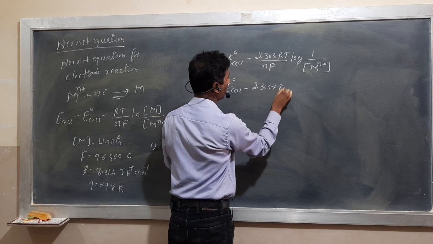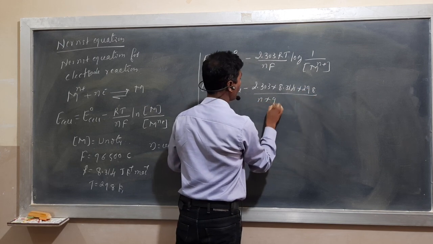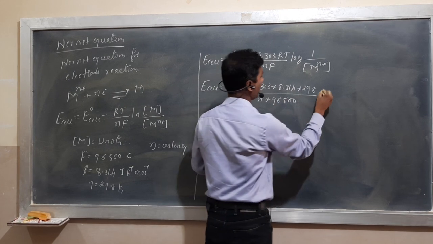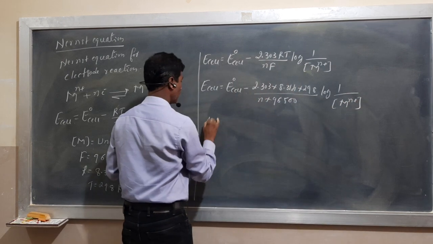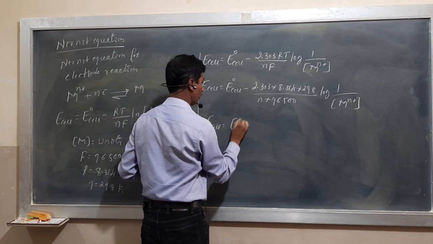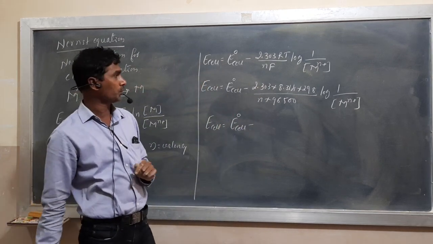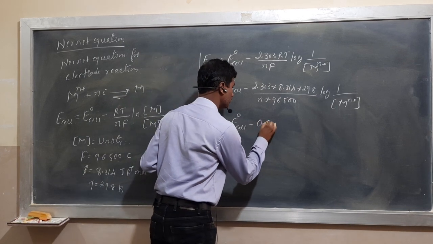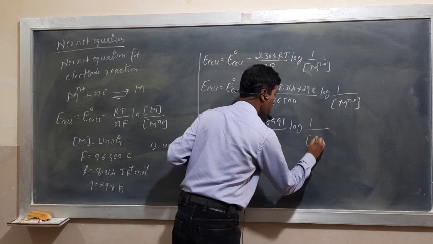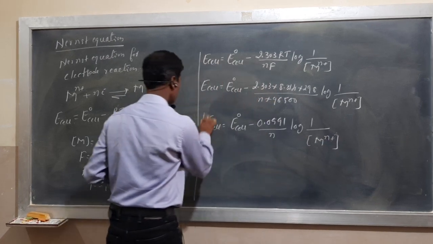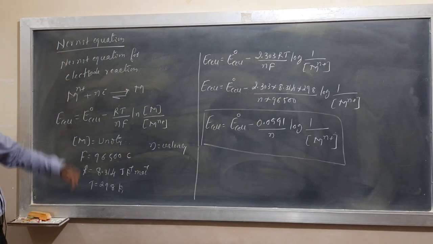Now E of cell is equal to E naught of cell minus 2.303 times R value 8.314, temperature 298, divided by n, Faraday 96,500, log of 1 divided by Mn+. So you multiply 2.303 into 8.314 into 298 divided by 96,500. It gives 0.0591 divided by n, log of 1 divided by Mn+. So this is the calculation of the electrode potential of the cell by using the Nernst equation.